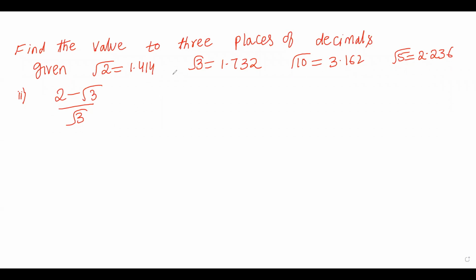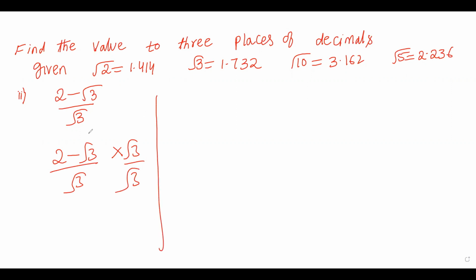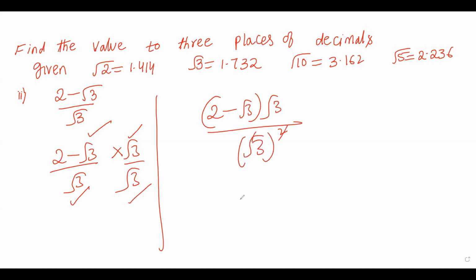He's asking us to find the answer in decimals. Root 2, root 3, root 10, root 5 values are given. We have to make use of these values and get our answer in decimals. He wants accuracy up to 3 decimals. So initially we have to rationalize. The rationalizing factor is root 3. So we are multiplying and dividing with root 3. Numerator into numerator, denominator into denominator. Root 3 into root 3 is root 3 square, and square and root will get cancelled.